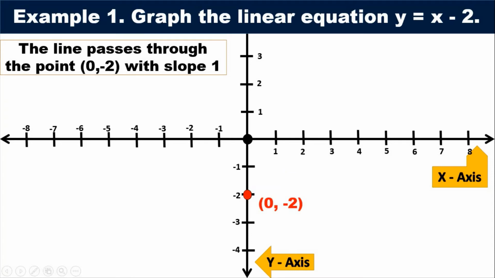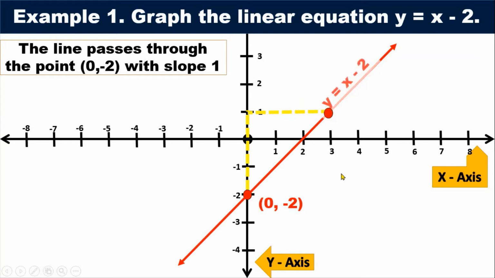We can also go upward 2 units and then 2 units to the right, so we can have another point here. Or we can also have 3 units upward and then 3 units to the right, so that we can have another point here. Now all we have to do is to connect these points using a straight line with arrowheads to both directions. This line now is the graph of the equation y equals x minus 2. And all the points lying on this line are solutions to the given equation.